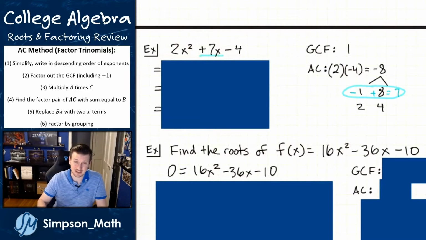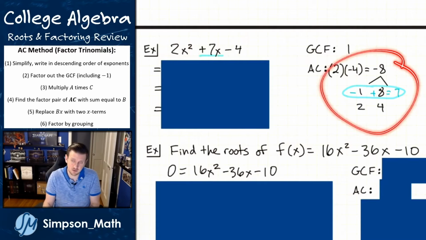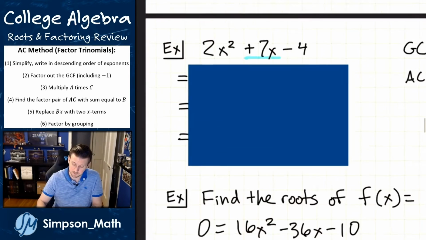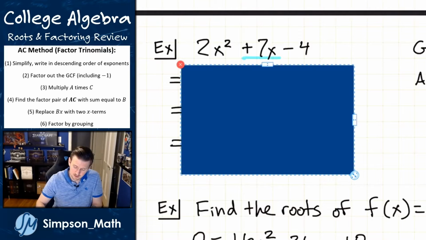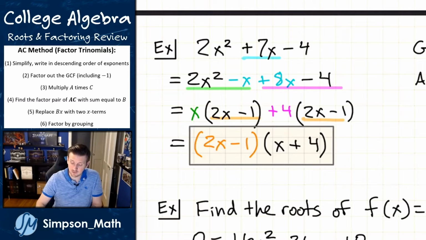So now that we have that, that's really all that's going to be different about this. The only thing that's new is really getting that factor pair. So now I'm going to replace 7x with negative 1 and positive 8, so negative 1x and positive 8x. So when I do, I'll end up with this. Okay, so now I need to do the factor by grouping.